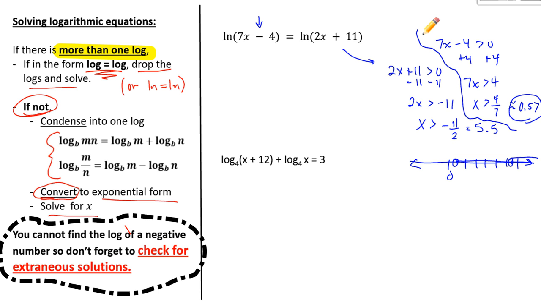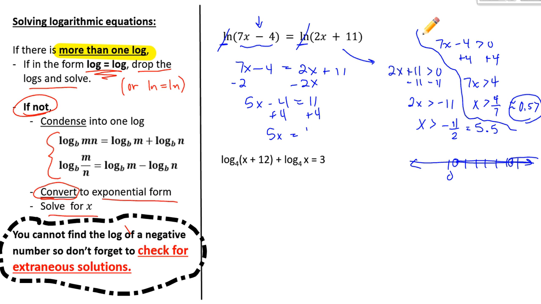Okay, this one is ln equals ln. So I'm going to take the insides and set them equal to each other. If the logs match, we drop the log. It's very similar to when the powers matched. Okay, regular old solving. We get 5x equals 15, like that. We get x equals 3.